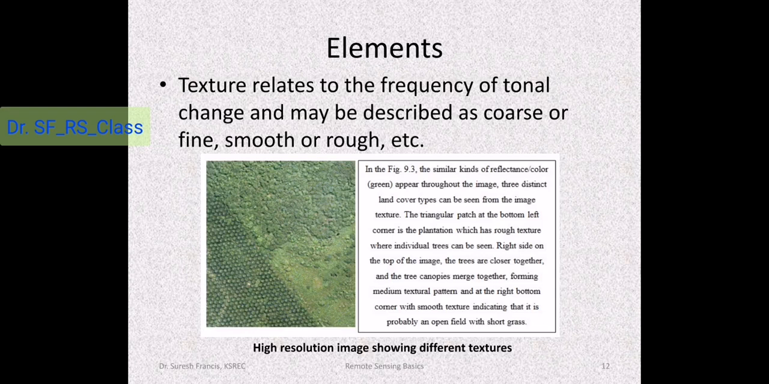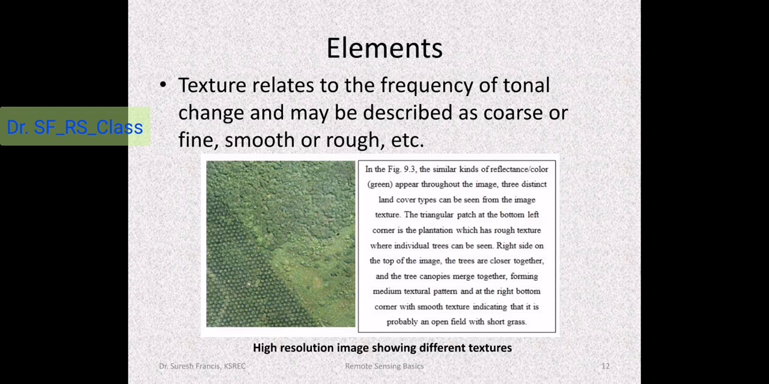And the next element, texture, can be seen in the figure given below. You will be able to identify three types of textures from the image shown below: fine texture, coarse texture, and granular texture. All these textures represent different types of objects or different types of land use pattern. So there are basically three, as I have told. The tonal change can be coarse, fine, smooth or rough.